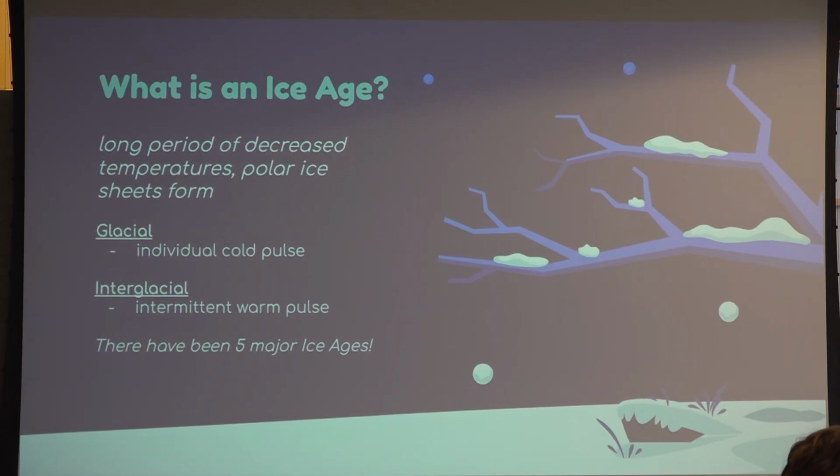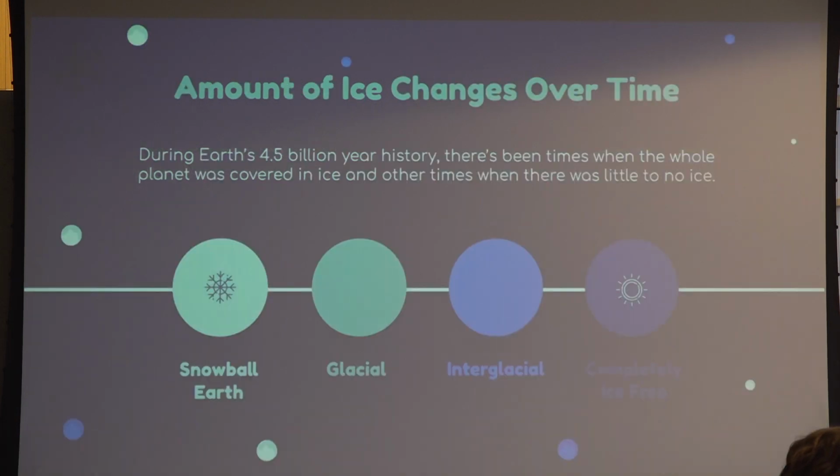And you have two periods in an ice age. You have a glacial period, where it's an individual cold pulse and the ice is growing. And then you have an interglacial phase, where it's an intermittent warm pulse where your ice either retreats or stops growing. So technically today, since we still have ice sheets, we are in an interglacial period of this most recent ice age. So we're still in it. Once all of our ice melts, we will officially be out of an ice age.